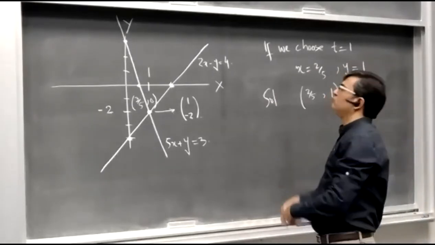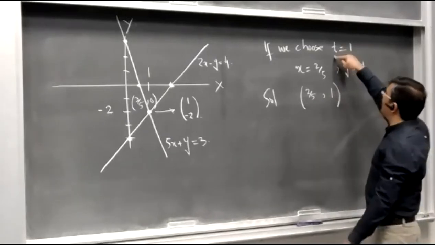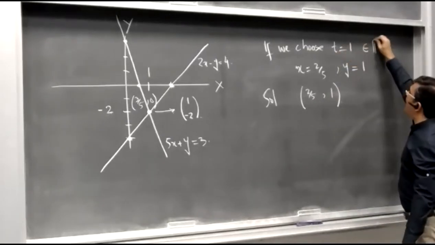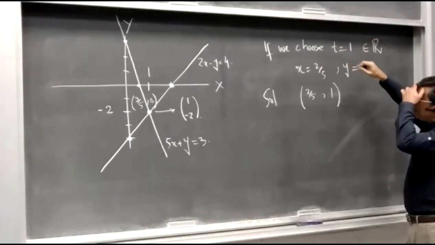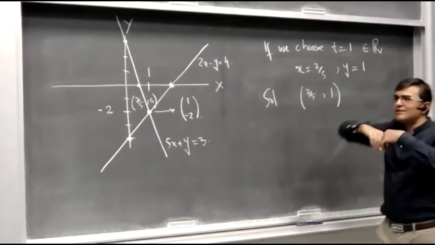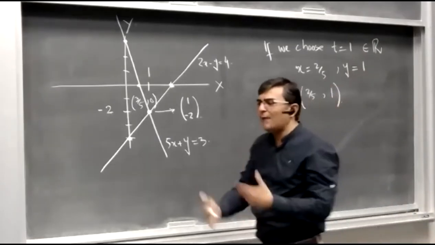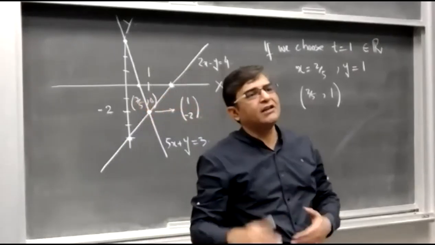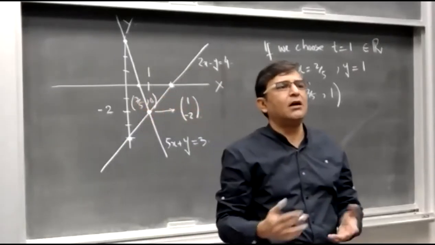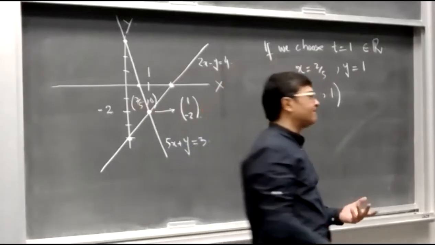Infinite many. As much as we wish. So t basically belongs to R, and R is the set of real numbers. So t has uncountable values, infinite many values. So jitni t ki values aap choose kar sakte hain, itne hi aapke paas solutions honge. Kitni t ki values choose kar sakte hain? Infinite many. So you would have infinite many solutions.